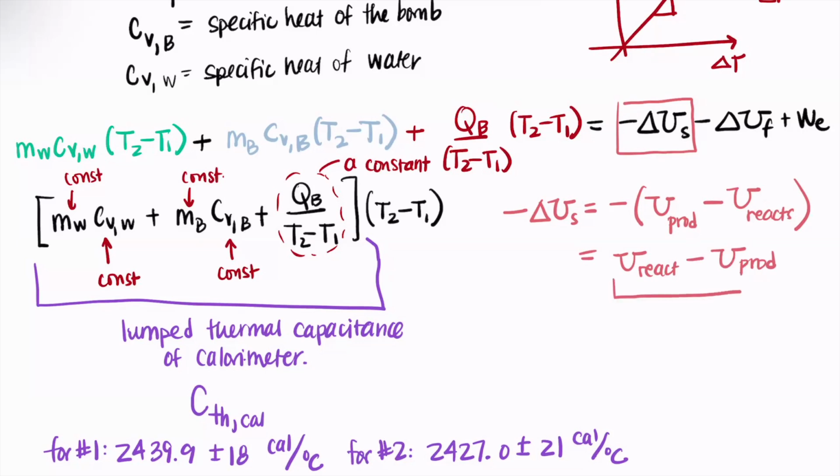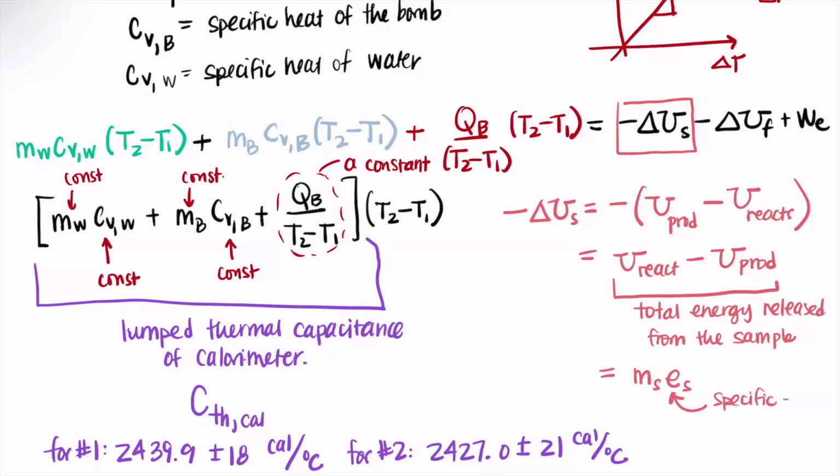And this difference in energy is just the total energy released from the sample. All right, so I'm going to write this a slightly different way because we have the mass of our sample, right? So we're going to say that this is just the mass of our sample times the specific energy released from the sample.